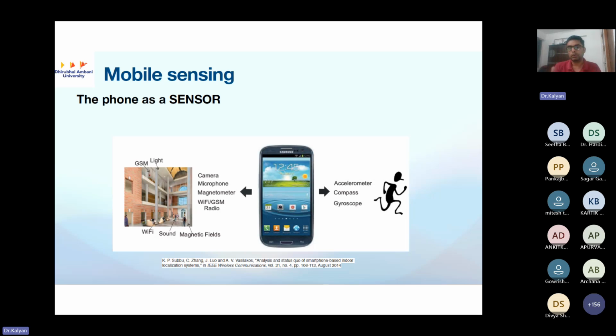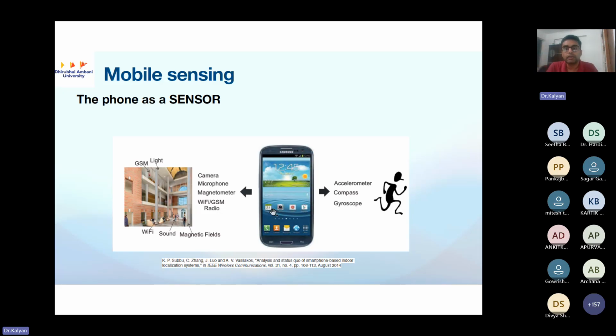So with camera, we know what you can capture. With microphone, you could capture sound. With Wi-Fi, you can capture signal strength values. You can also capture locations because Wi-Fi is connected to an access point. Access point has its location. You could use a light sensor to capture the surrounding light and do lots of interesting things.